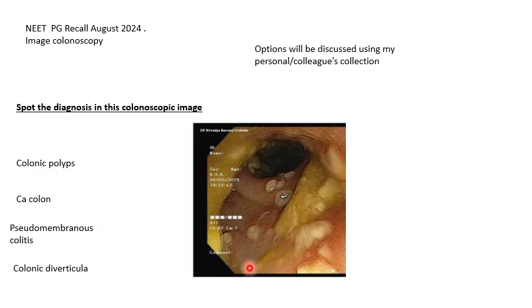The next question dragging on in the student's brain will be, how do colonic polyps look vis-a-vis this? How does CA colon look? How do colonic diverticula look? So use this question as a template and look at the other pictures with it. These things will stay in your mind better instead of individually seeing colonic polyps, individually seeing CA colon. So let's go to the next slide, and let us see one by one.